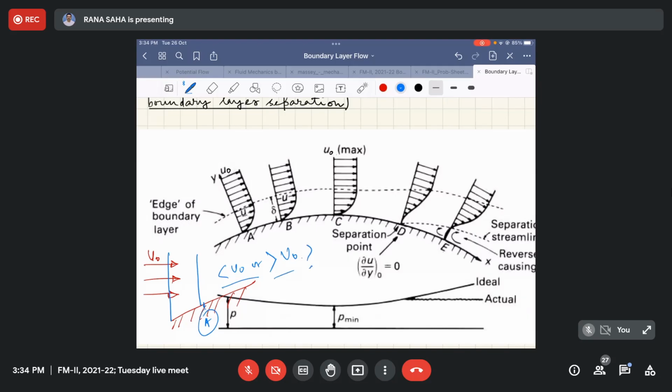Greater, sir. Greater. Why greater? Because my cross section is reducing. The cross section is being reduced. Okay. So to maintain the same flow, u naught or whatever you denote it should be increased, right?